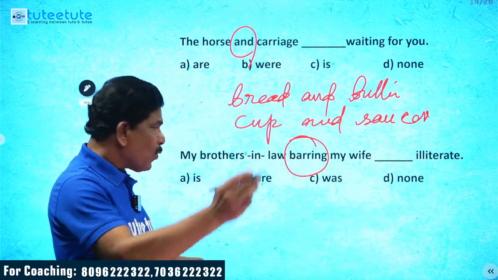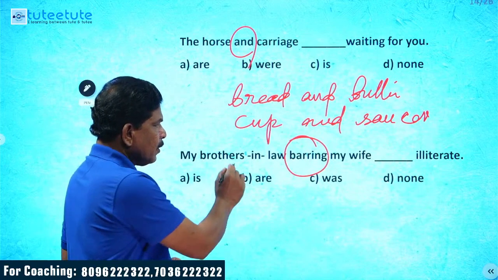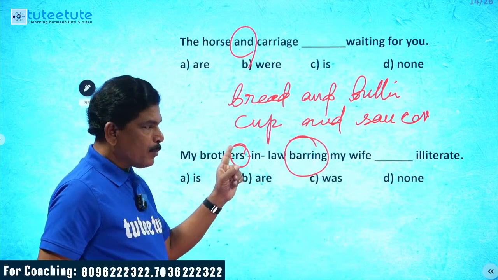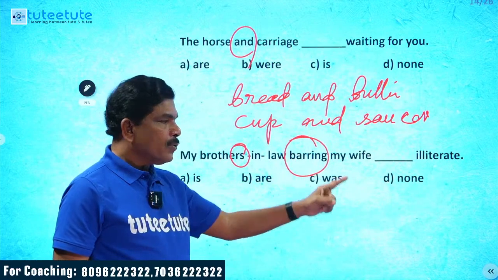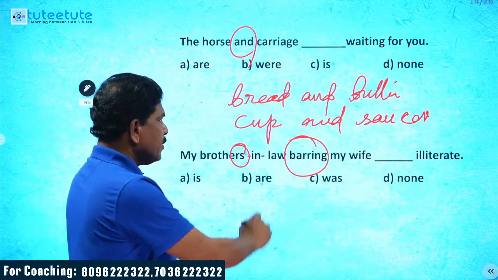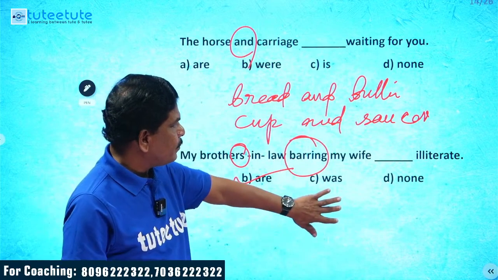Instead, actually, we are focusing on my brothers-in-law, which is plural. Brothers-in-law. It is plural, therefore it must be followed by a plural. Is, are, was, none. Which is the correct answer? Brothers-in-law barring my wife are illiterate.